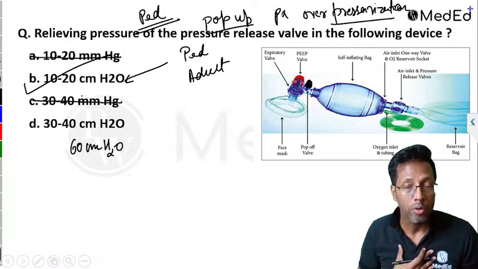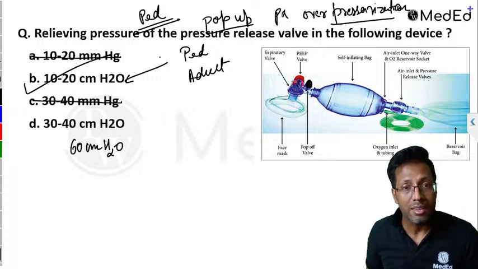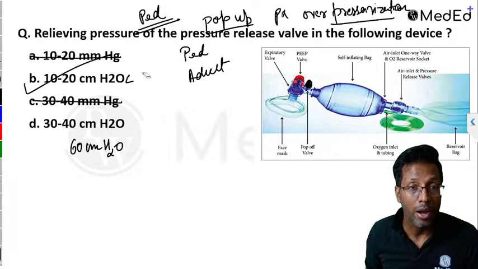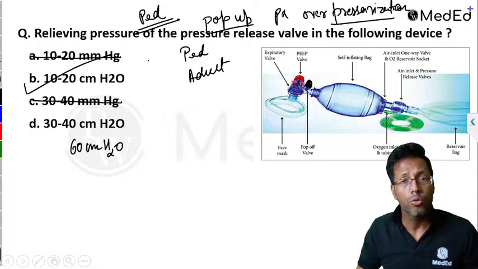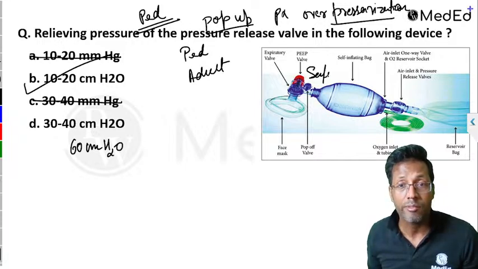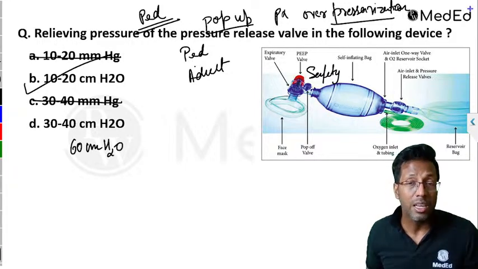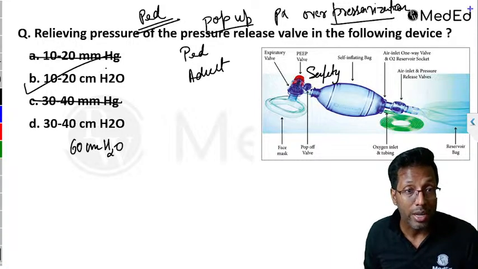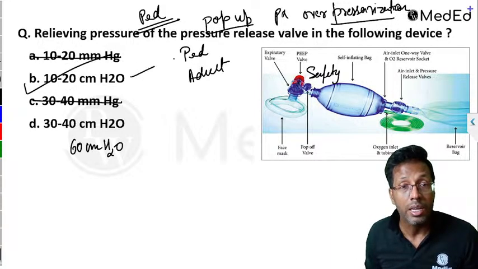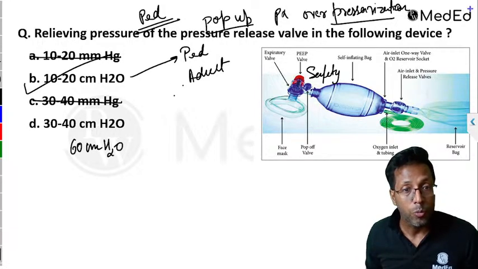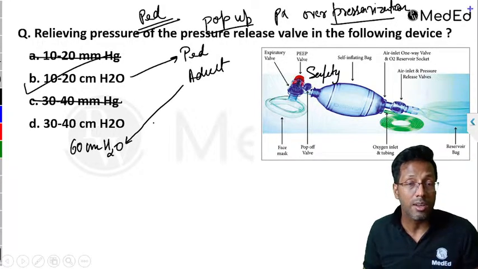But from what I know, if you're using an ambu bag in a pediatric patient, you don't want to use so much pressure as to damage the lung. The presence of a pop-off valve is given as a safety mechanism, so that in case you're over pressurizing, the lung of the baby shouldn't get damaged. That pressure should not exceed 20 centimeter of water in a pediatric patient, according to me. However, in adults, up to 60 centimeter of water is what they say is the relieving pressure.